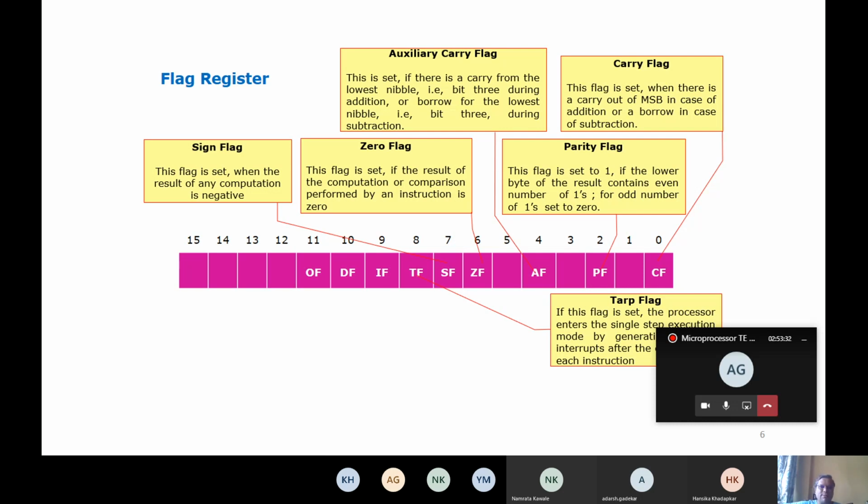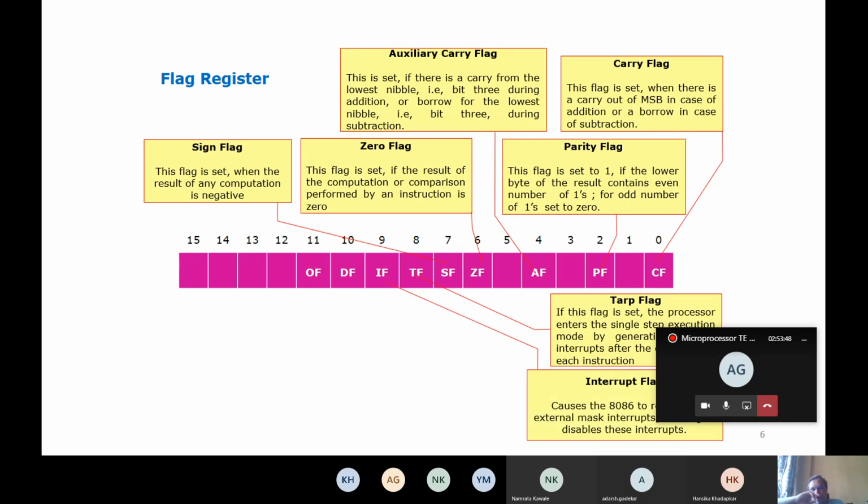But if I clear the trap flag, the processor will not generate an interrupt after every instruction. It will execute all the instructions present in the program together, and show you the final result. So the trap flag is a control flag. I hope you have written about the trap flag. Let us move on to the interrupt flag.